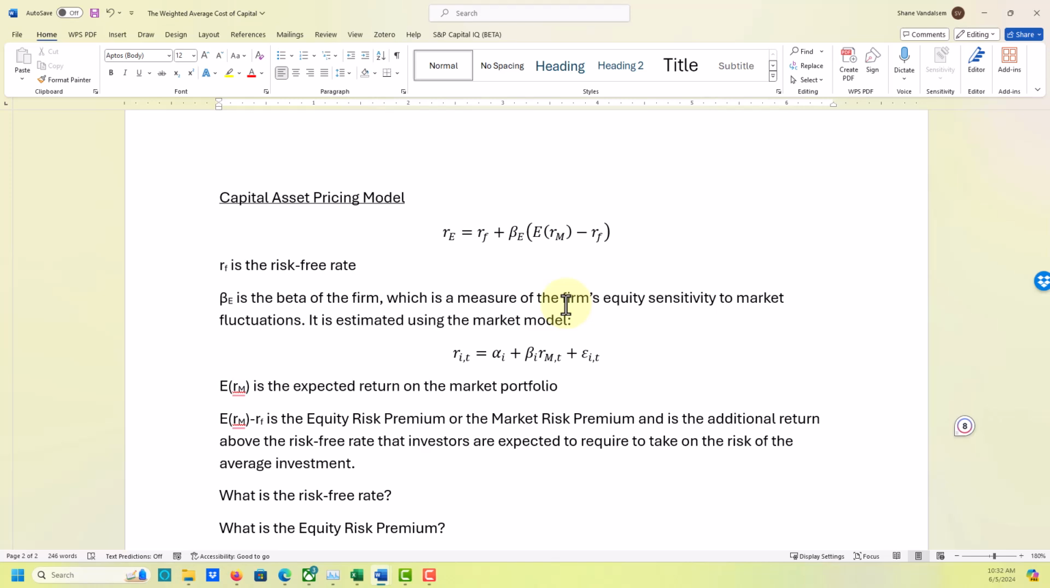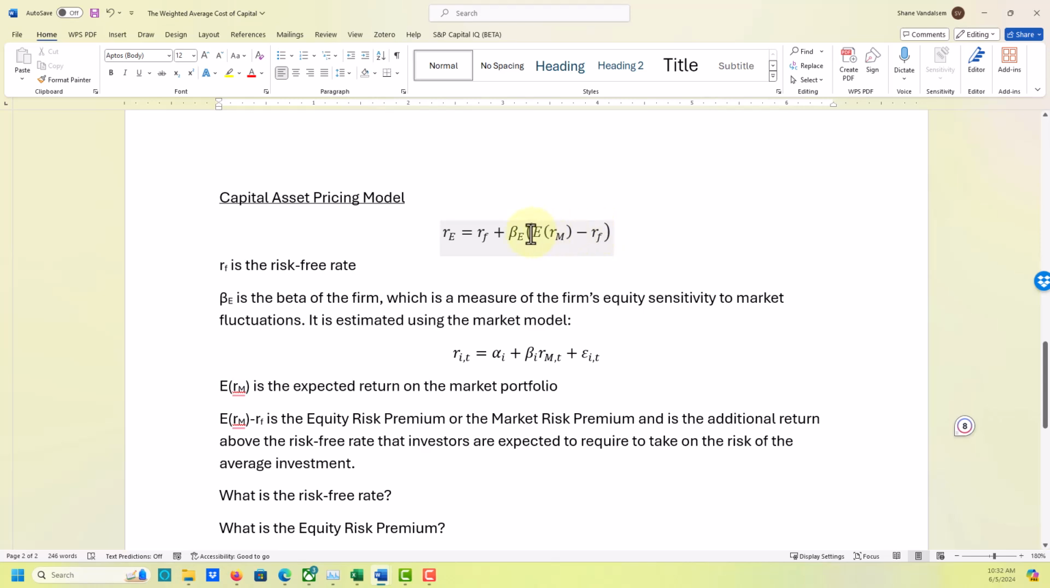The way that we calculate the firm sensitivity or the investment sensitivity to market fluctuations is by using what's called the market model. And that's what I've got here. I've got two equations for you here. The first is the one we're going to use to calculate the cost of equity for Coca-Cola. The cost of equity is equal to the risk-free rate plus the beta for the firm multiplied by, and this first item here is the expected return on the market portfolio. And the second one is the risk-free rate.